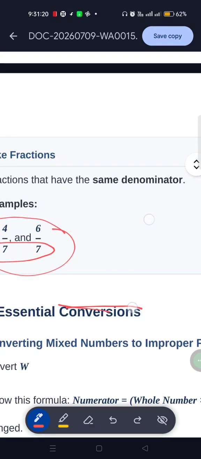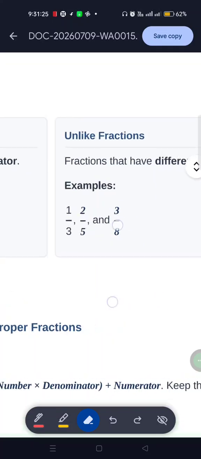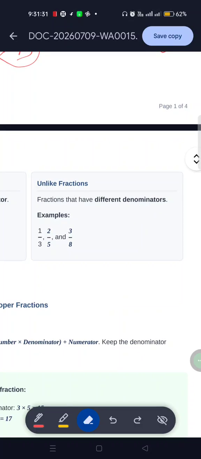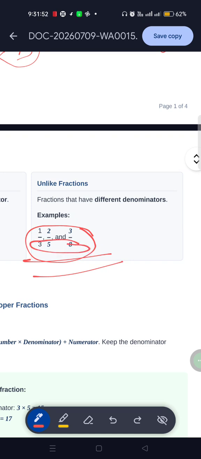And next, unlike fractions. Unlike fractions are fractions that have different denominators. Like see here, 1 upon 3, 2 upon 5 and 3 upon 8. These three fractions have different denominators. The denominators are 3, 5 and 8, you know. These are different denominators, so these types of fractions are called unlike fractions.